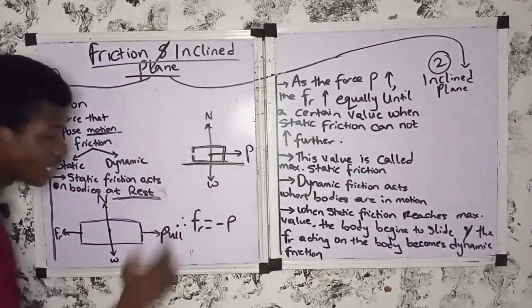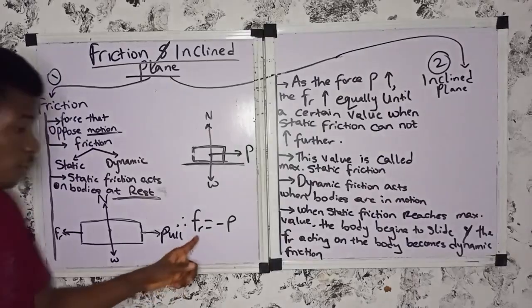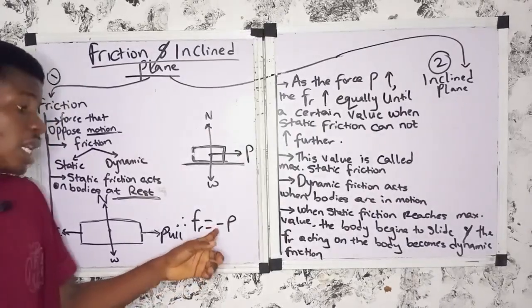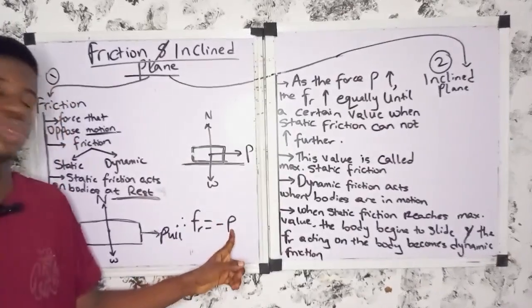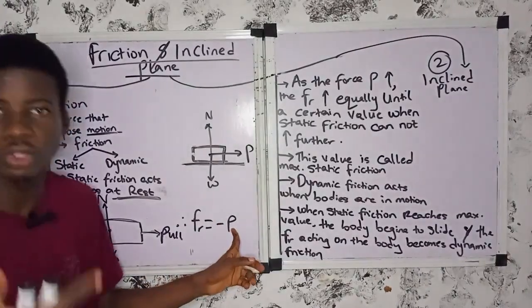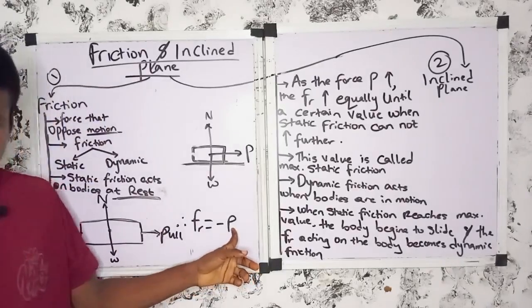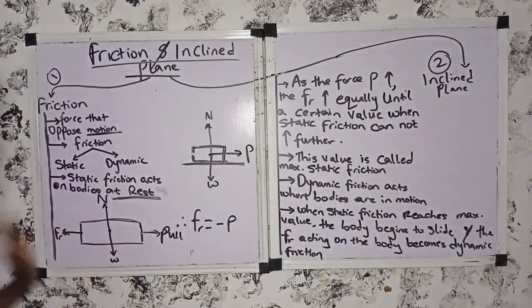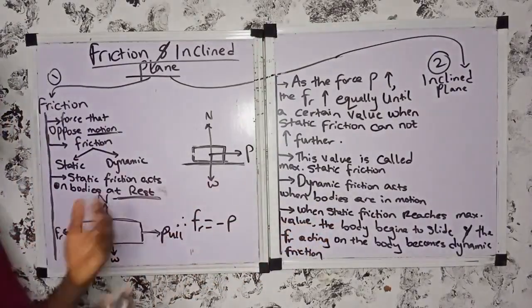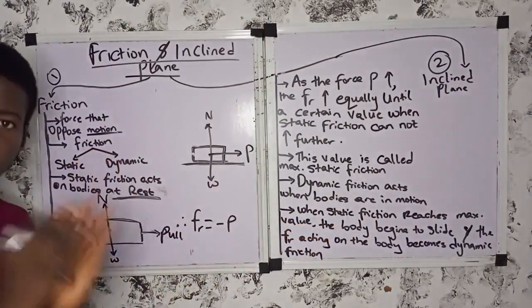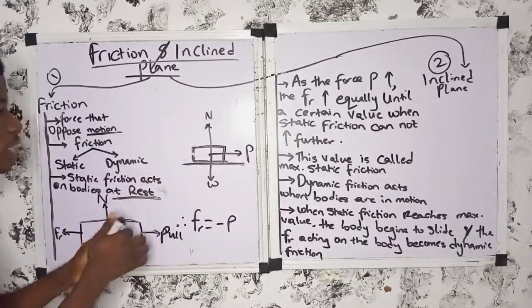So therefore, the frictional force is equal and opposite to the pull force. Look, the friction is acting on this side, the pull force is acting on this side. Now, based on the fact that the two are equal, this body will remain at rest.